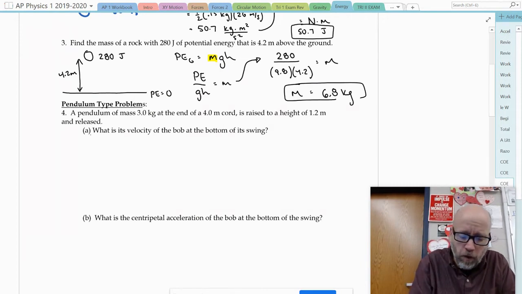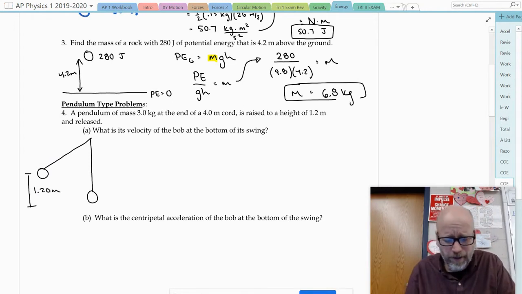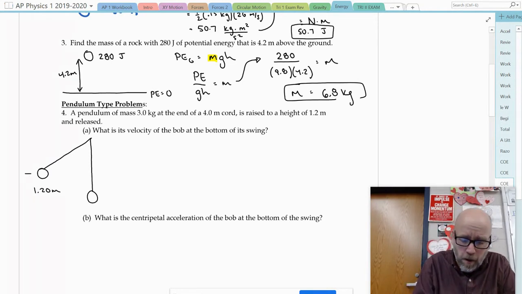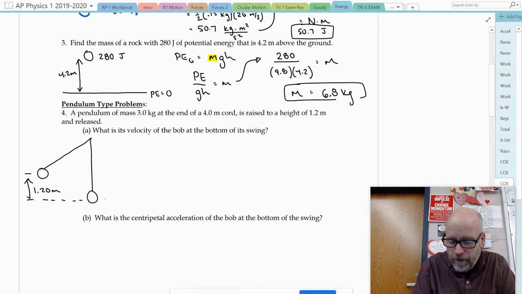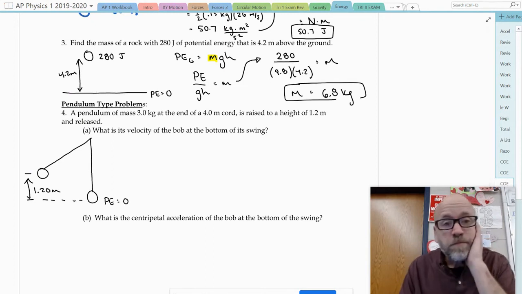All right. So I'm going to draw a picture. Here it is at the bottom, and here it is when it is raised a height of 1.2 meters above the starting point. Now, because it doesn't really give us any indication about how high that ball is to begin with, I'm going to let the bottom of the swing have potential energy equal to 0. I can do that. Now, to find the velocity.